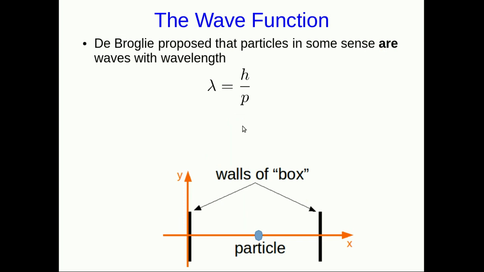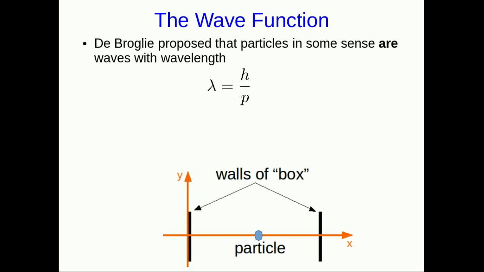Now we need to talk about probably the strangest and least understood idea in all of physics. It's the idea of a wave function. So de Broglie proposed that particles in some sense are waves. They have wavelength, and so in some sense they're waves. And we talk about them as having a wave function, or perhaps being a wave function.